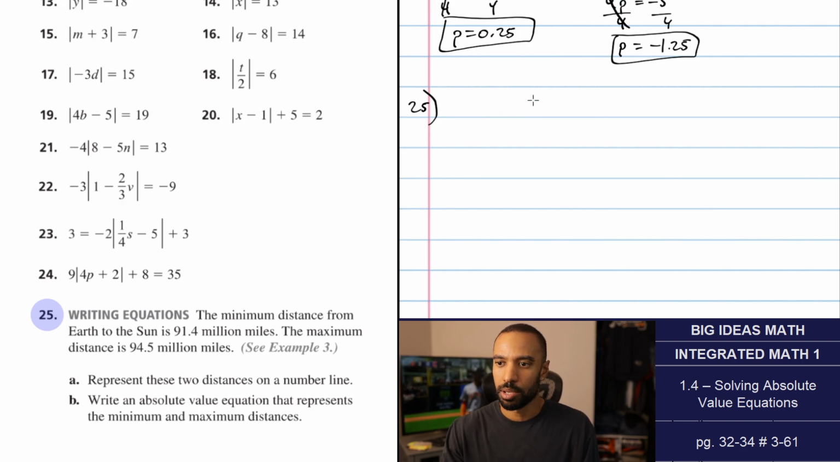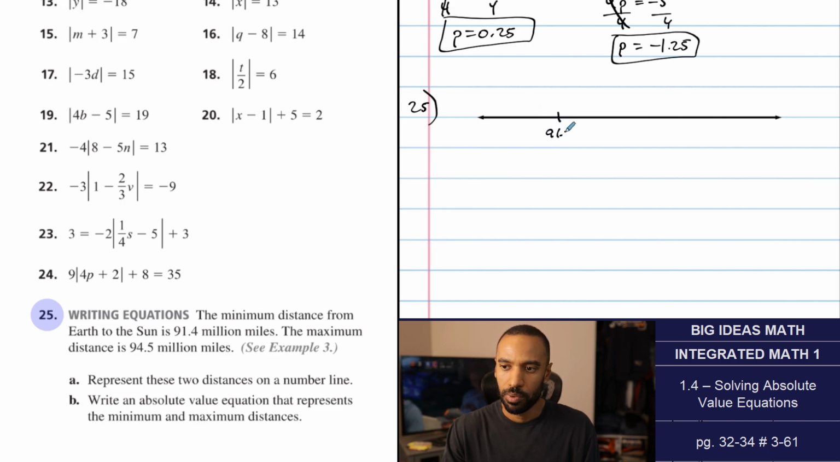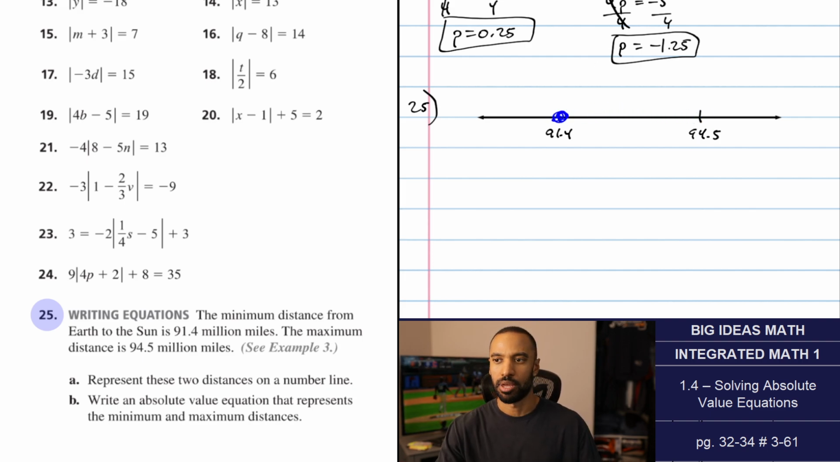So if we're on some number line, we're talking about 91.4, and that's million miles, and 94.5 million miles. The Earth can be any point between here and here. Anywhere within here is good. So these are the extreme ends of where Earth can be. So here are the minimum and maximum distances. For now, I'll just plot them like that.